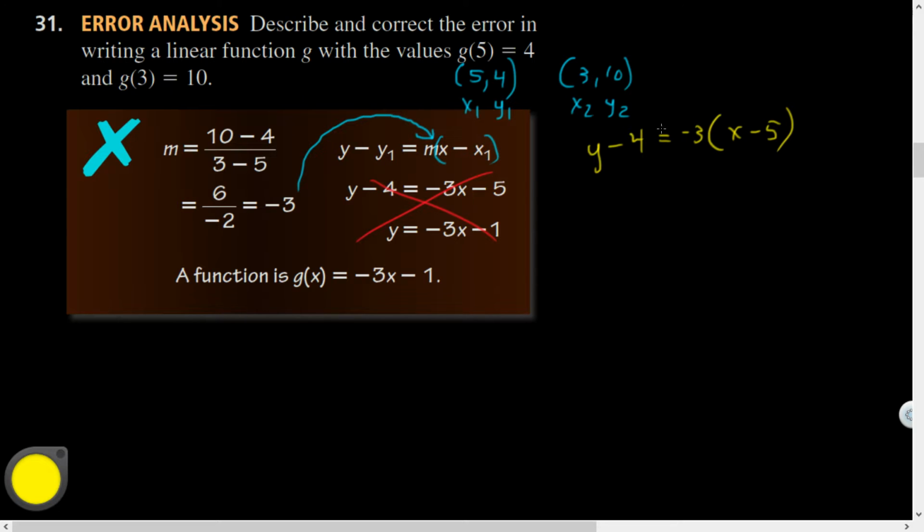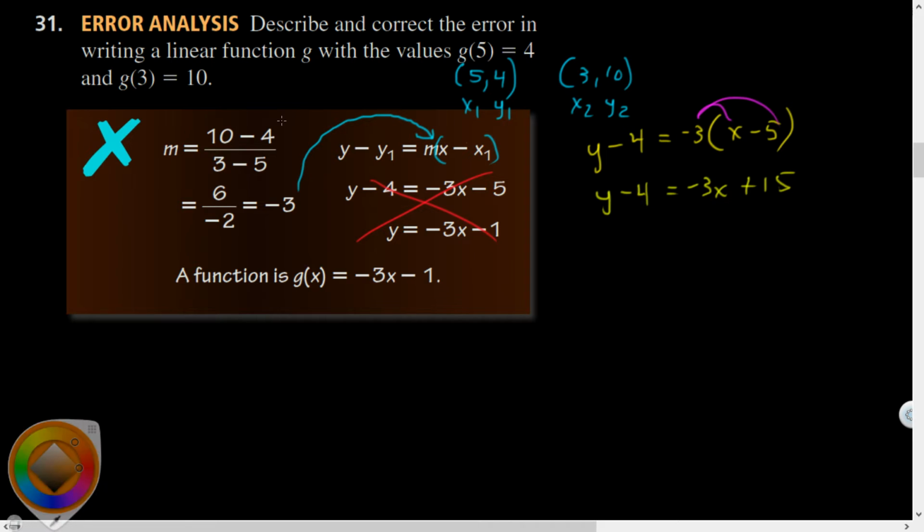Let me actually just verify. Yeah, y minus 4, y1, and then x minus 5. Good. So if I want to fix their problem, I can now distribute, like so. y minus 4 equals -3x plus 15. And then we'll write it as a function g.